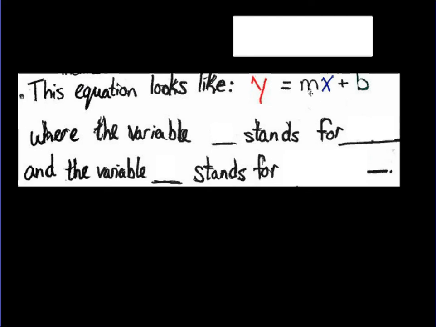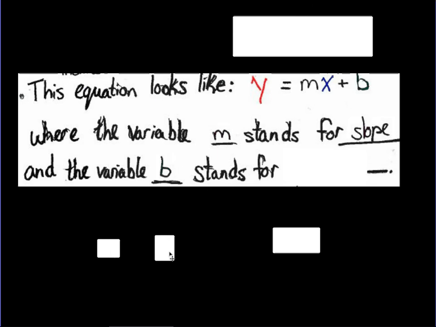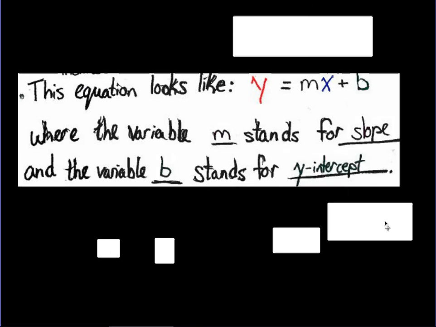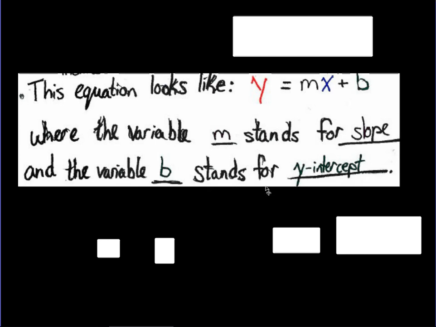Since our m is our coefficient, we're going to have that stand for our slope. And then the variable b is going to stand for your y-intercept. I'm going to define what those actually mean very shortly, but just make sure you're at least seeing those differences. Again, our variable m stands for slope, and the variable b stands for y-intercept.